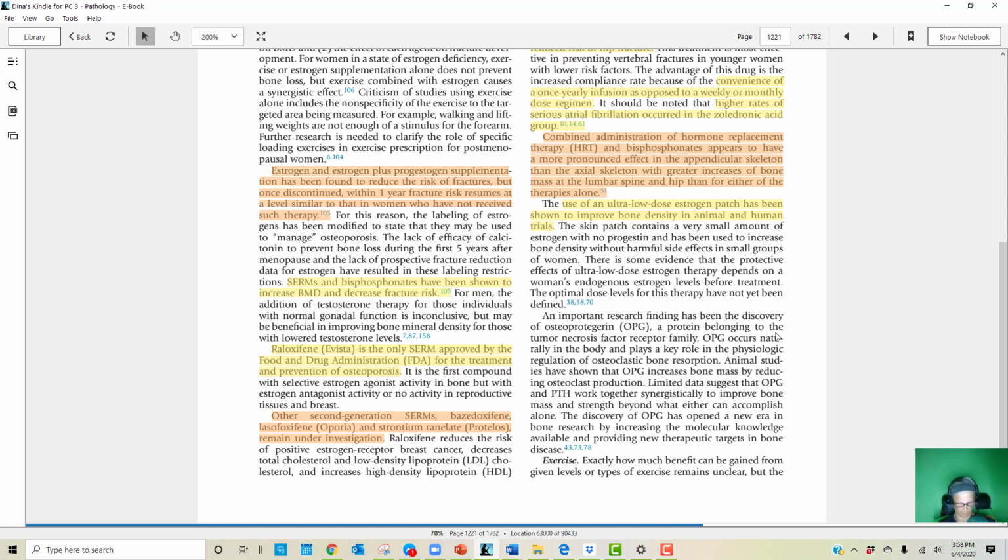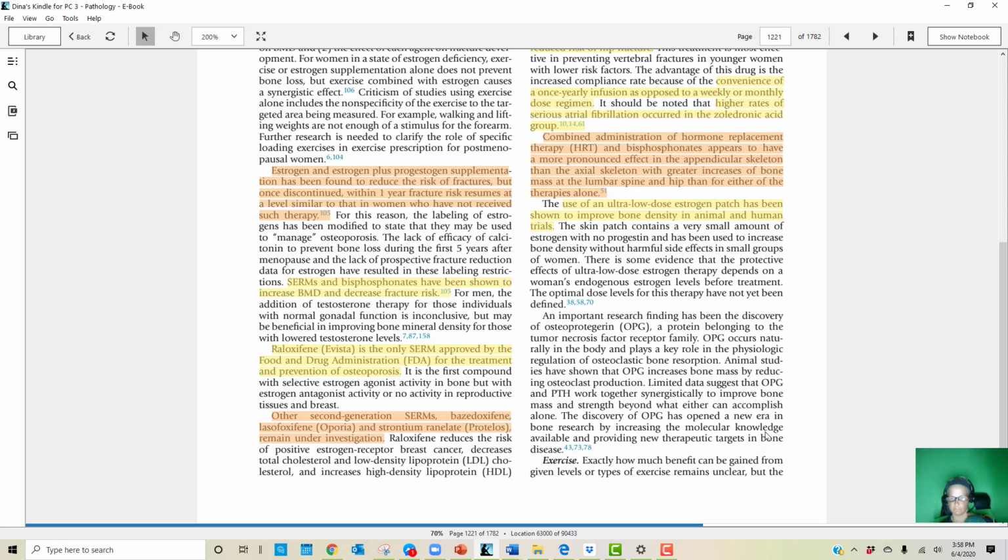An important research finding has been the discovery of osteoprotegerin, OPG, a protein belonging to the tumor necrosis factor receptor family. OPG occurs naturally in the body and plays a key role in the physiologic regulation of osteoclastic bone resorption. Animal studies have shown that OPG increases bone mass by reducing osteoclast production.